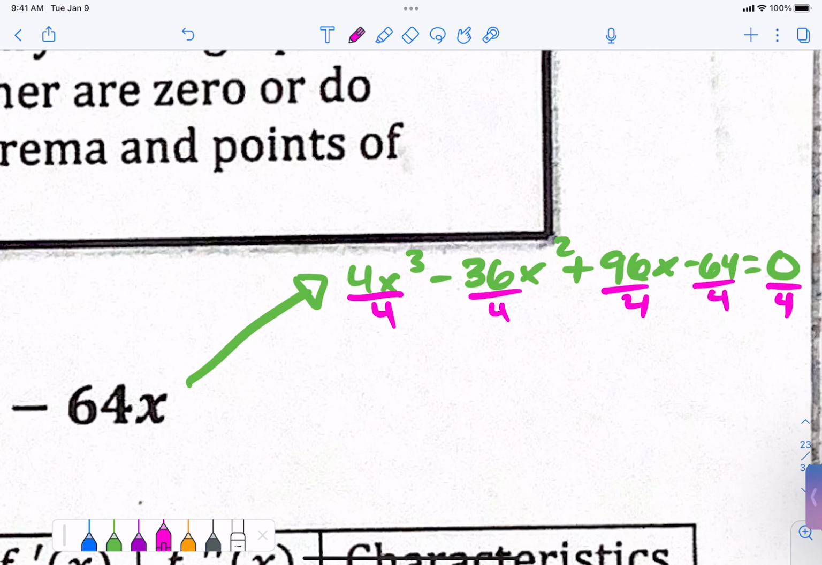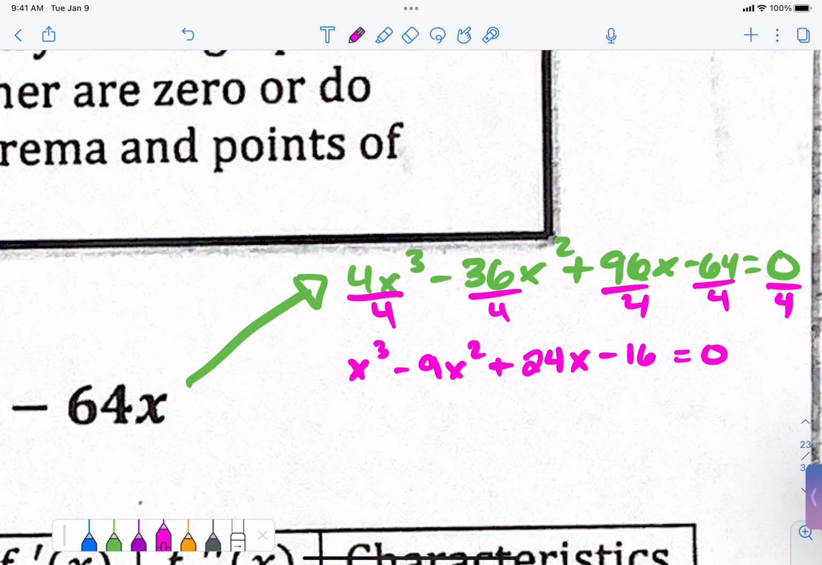Since we're not dividing an x off, we can just throw the 4 in the trash. x to the 3rd minus 9x squared plus 24x. 96 divided by 4 is 24. Minus 16 equals 0.